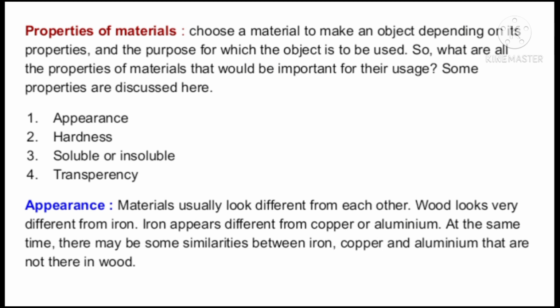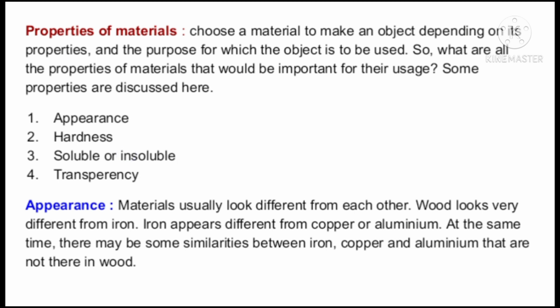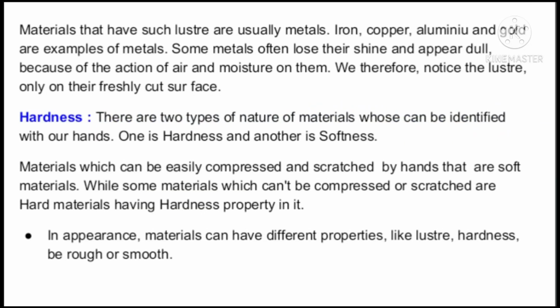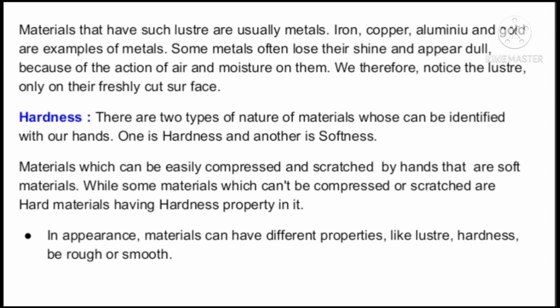that may be similar in these, but that property is not similar in wood. That means many materials may or may not be similar in appearance. And materials that have such luster are usually metals, that means iron, copper, aluminium, and gold. All these materials have the luster property, and these are known as metals.